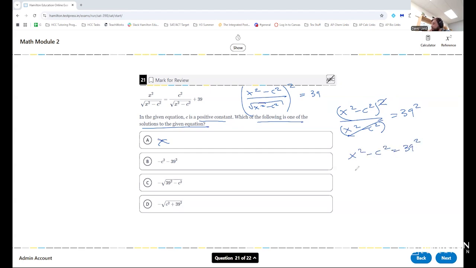Well, we're solving for x, so x squared is equal to 39 squared plus c squared, and that means x could be plus or minus the square root of 39 squared plus c squared. Now, it is tempting to distribute the radical to each term, but you cannot do that with plus and minus signs, only with multiplication and division. So this is our final answer. This one has 39 squared minus c, which we want plus c, and this one has c squared plus 39 squared. That's why D was the correct answer.